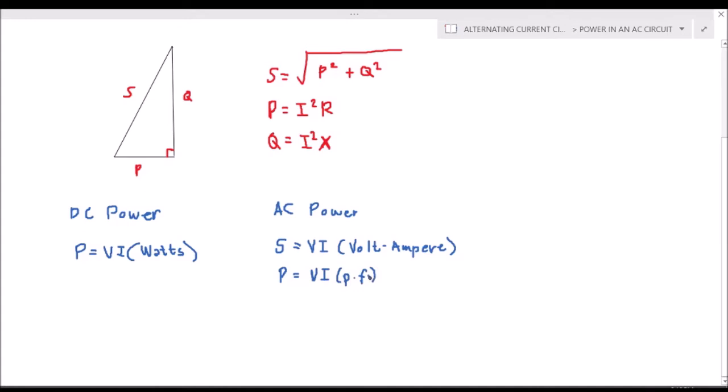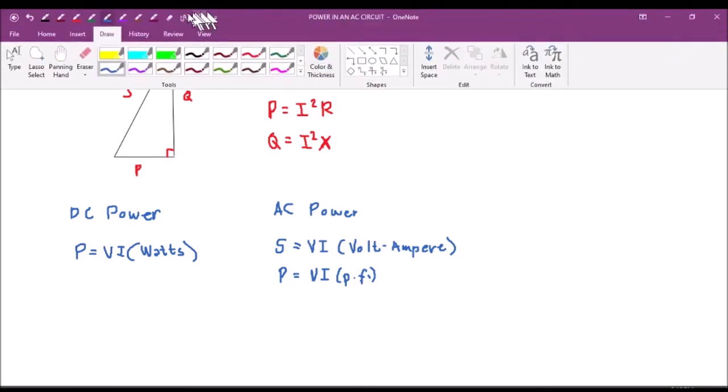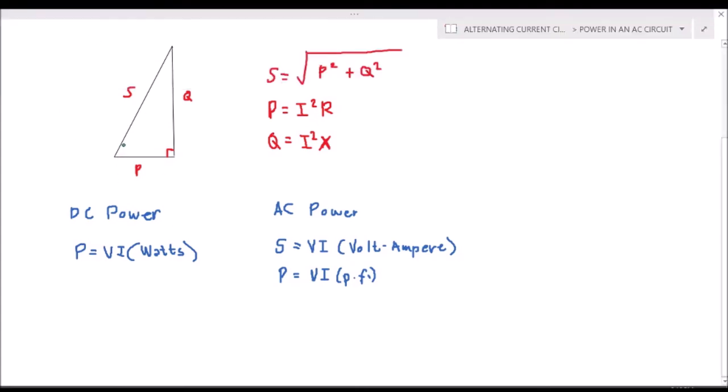Okay. So the concept of the power factor is very easy to understand. We're going back to our triangle. So for example, we have an angle here, theta. Okay, so what is the trigonometric relationship between P and your S? So in terms of trigonometric function, cosine theta is equal to, so cosine, that is adjacent, this is the adjacent side, over the hypotenuse. So we could say this is equal to P over S.